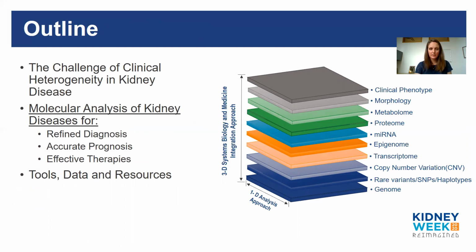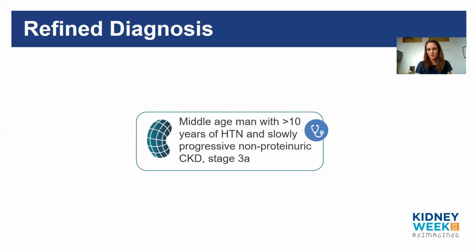So I'll start here with an example from the Kidney Precision Medicine Project. We had a patient that was enrolled under the hypertension cohort. This patient did undergo a research biopsy. It was not a biopsy for usual clinical care.